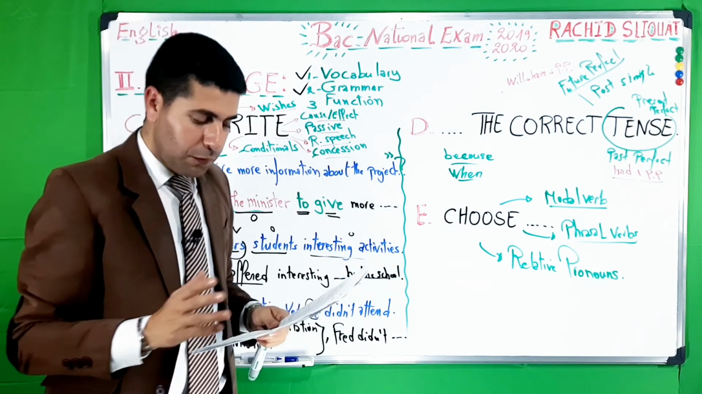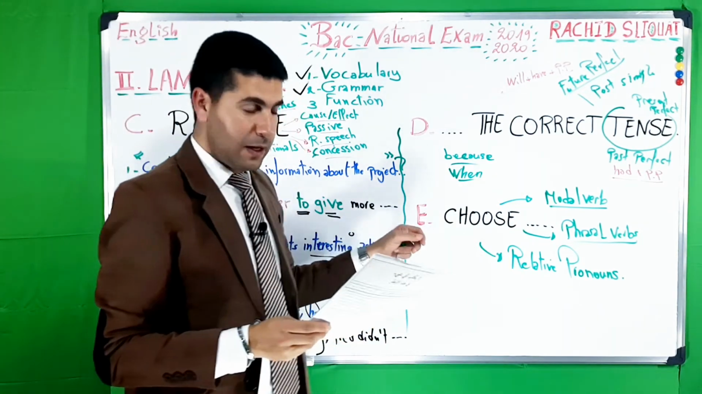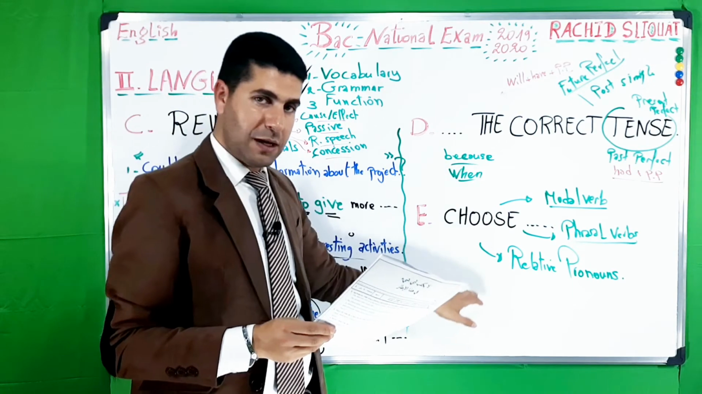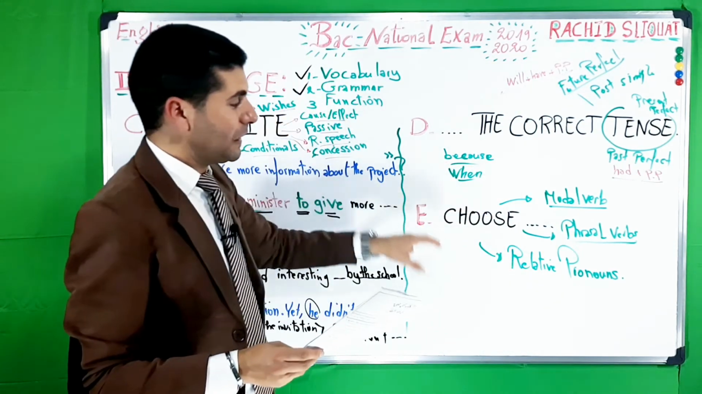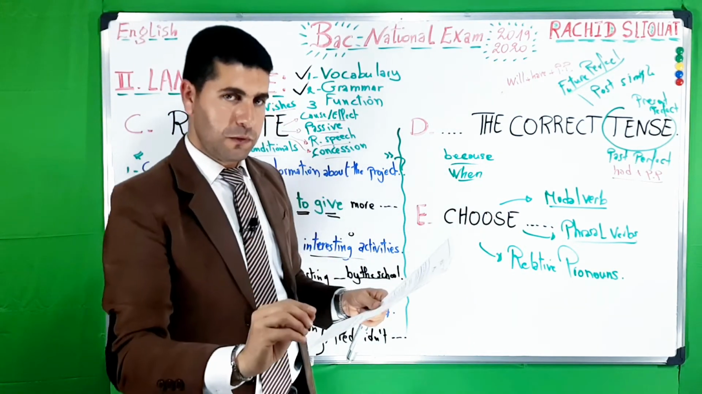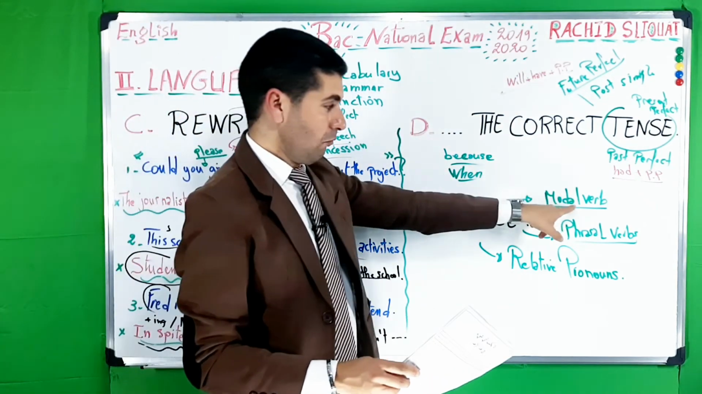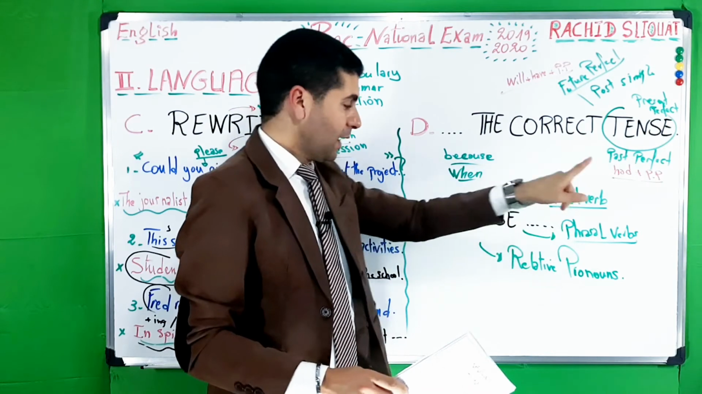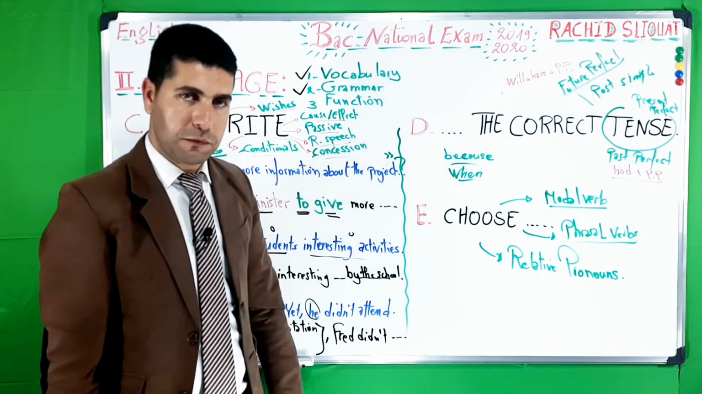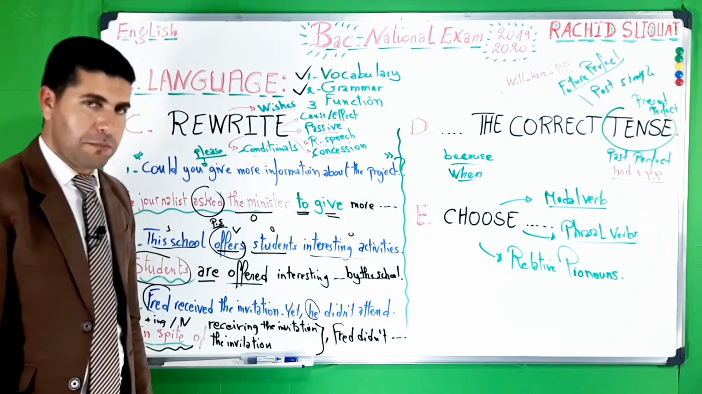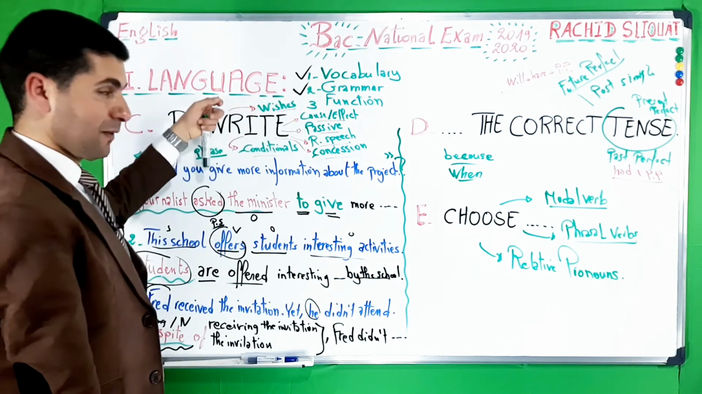Okay, so this is for the exercise that has to do with choosing the appropriate answer to complete the sentence or to fill in the blanks with one of the choices you are given. And this exercise is related to modal verbs, phrasal verbs and relative pronouns. Okay, so this is for the grammar part, as far as the language is concerned.